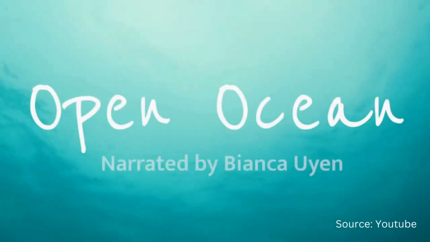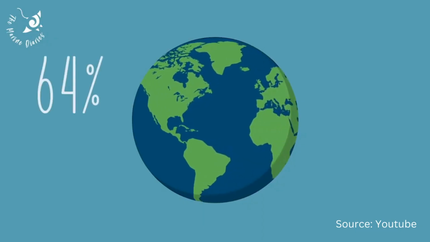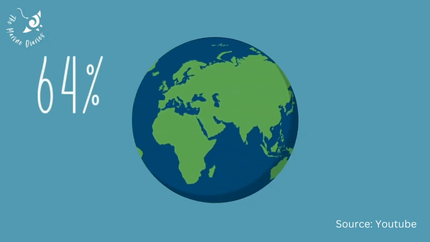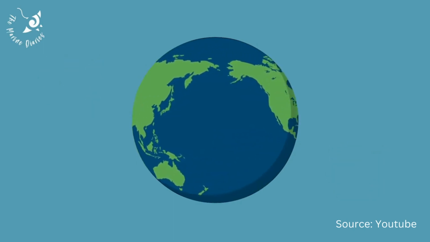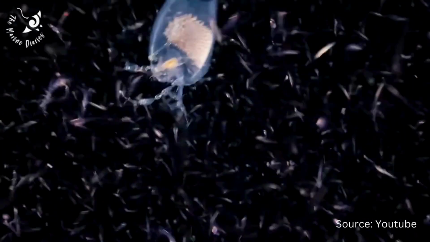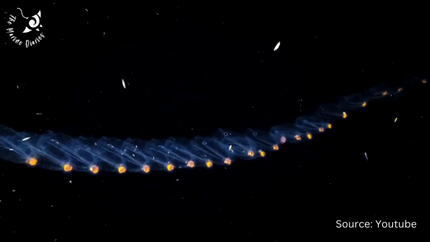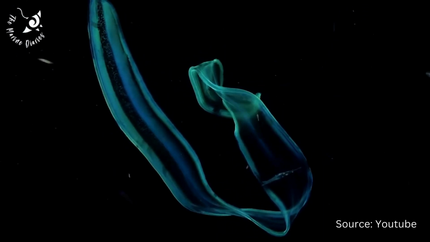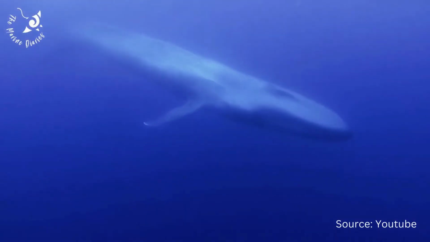The open ocean is the largest ecosystem on Earth. It includes 64% of the oceans and covers 45% of the entire Earth's surface. It provides a crucial habitat for thousands of species, from microscopic plankton that form the base of the entire food web, right up to the largest animal that has ever lived, the blue whale.